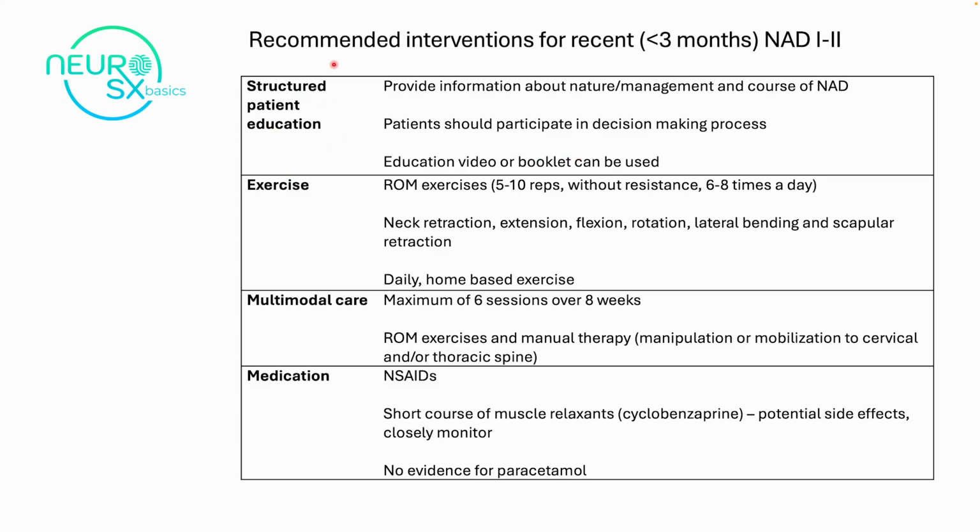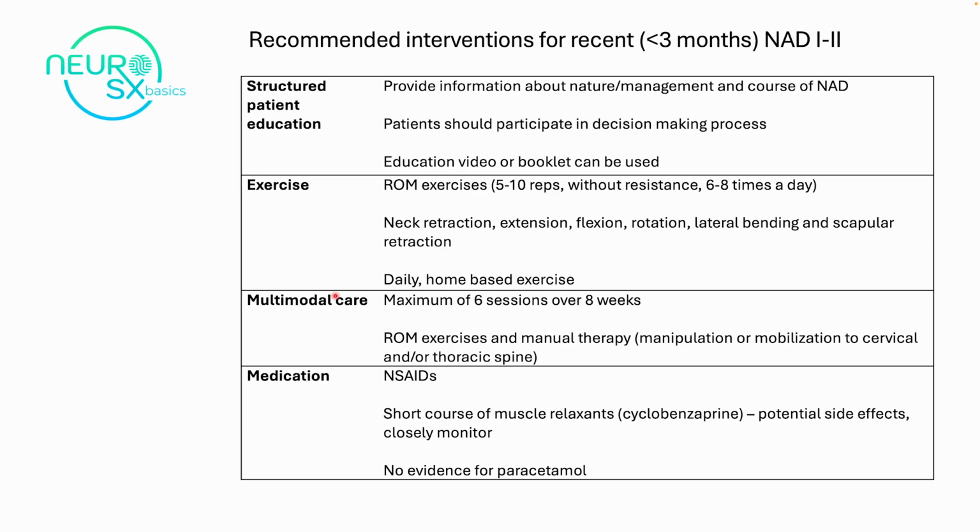Now, you can combine this with reassurance and either exercise, multimodal care, or medication. In exercise, you have to ask them to do neck range of motion exercises 5 to 10 times, that's 5 to 10 repetitions, without resistance. There should not be a resistance training. It should be done without any resistance 6 to 8 times a day. What exercises can they do? They can do neck retraction, extension, flexion, rotation, lateral bending, and scapular retraction. They should be done daily and at home.